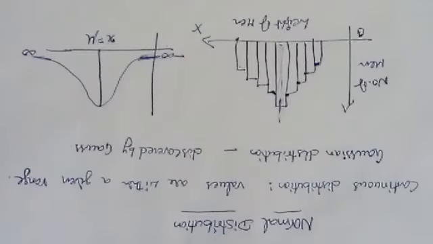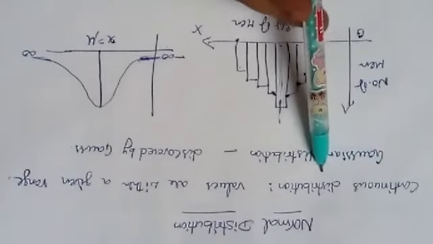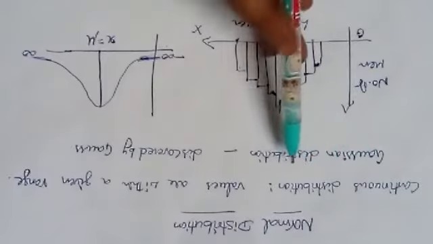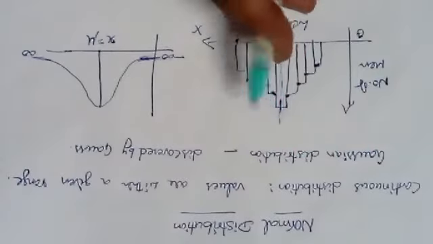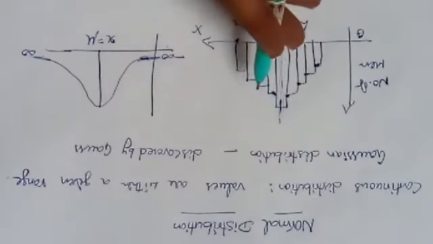Good morning. Today I am explaining the normal distribution concept, and this is the third probability distribution. The first one is binomial distribution, the second one is Poisson distribution, and those two distributions are related to discrete distribution. But this normal distribution is related to continuous distribution. Continuous distribution means the values we are taking are within a given range. That means if we have two values, a lower and upper limit, we can find the area between the two values.